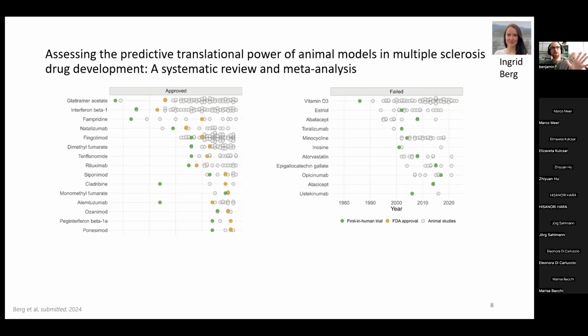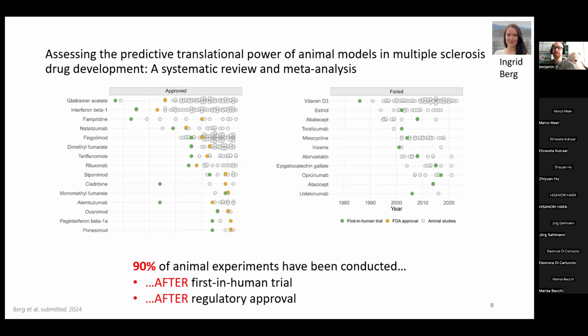And on the left side of the graph, you have all the approved drugs, and on the right side, you have the failed drugs. And I'm sure you have already noticed, but I still want to point out that if you look at these numbers, 90% of all the animal experiments have been conducted after the drug has already been approved for treatment, and after the drug has already entered a clinical trial for humans, which is quite surprising, I have to say. I'm not saying that there is no reason to conduct animal experiments for testing a drug, even if it obtained regulatory approval.